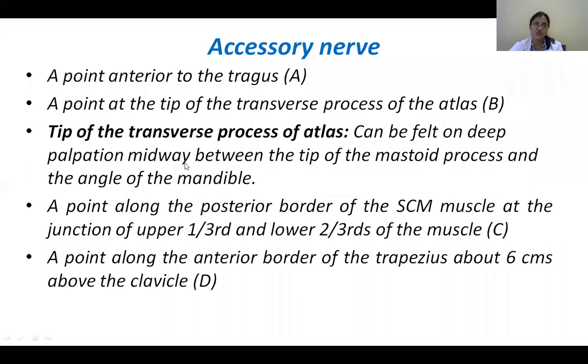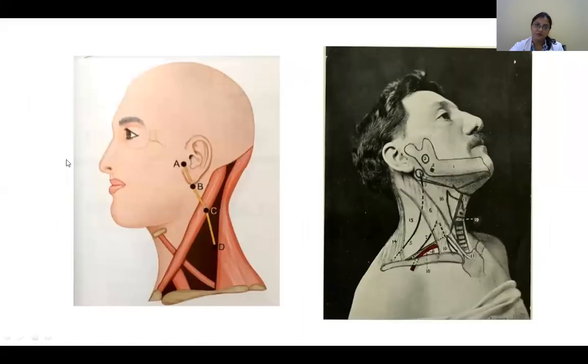The first one is on the tragus. Then a tip of the transverse. So atlas is already completed cervical vertebrae, so you should know how to palpate it. So this is found between the tip of the mastoid process and the angle of the mandible. So between these two, here is where you get the mastoid process tip. Here is where you feel your angle, and between these two is marked B.